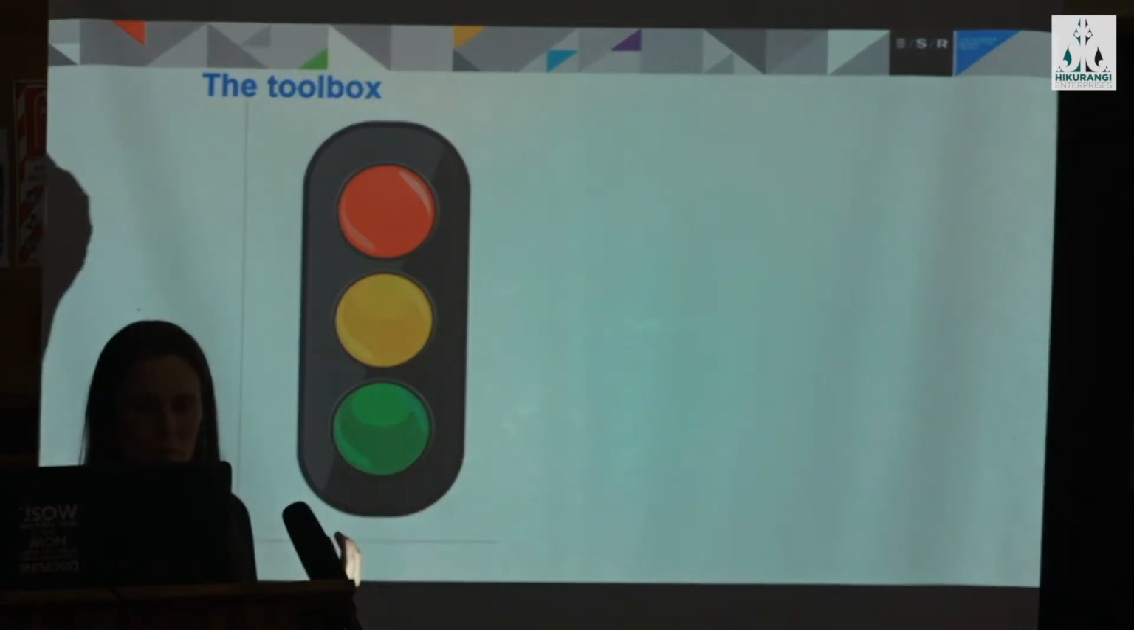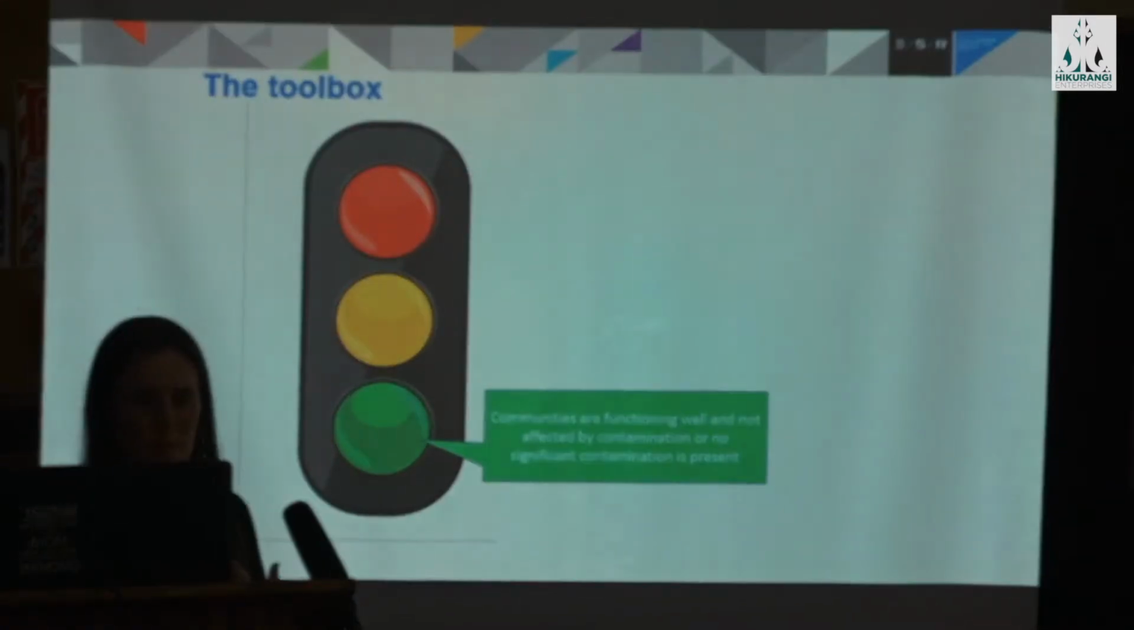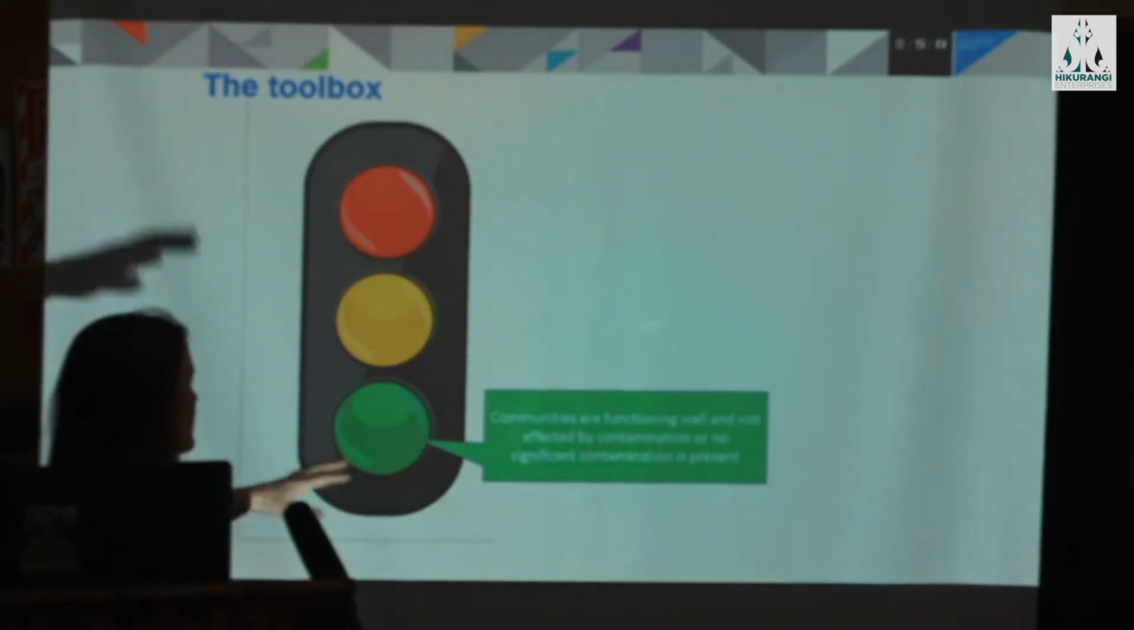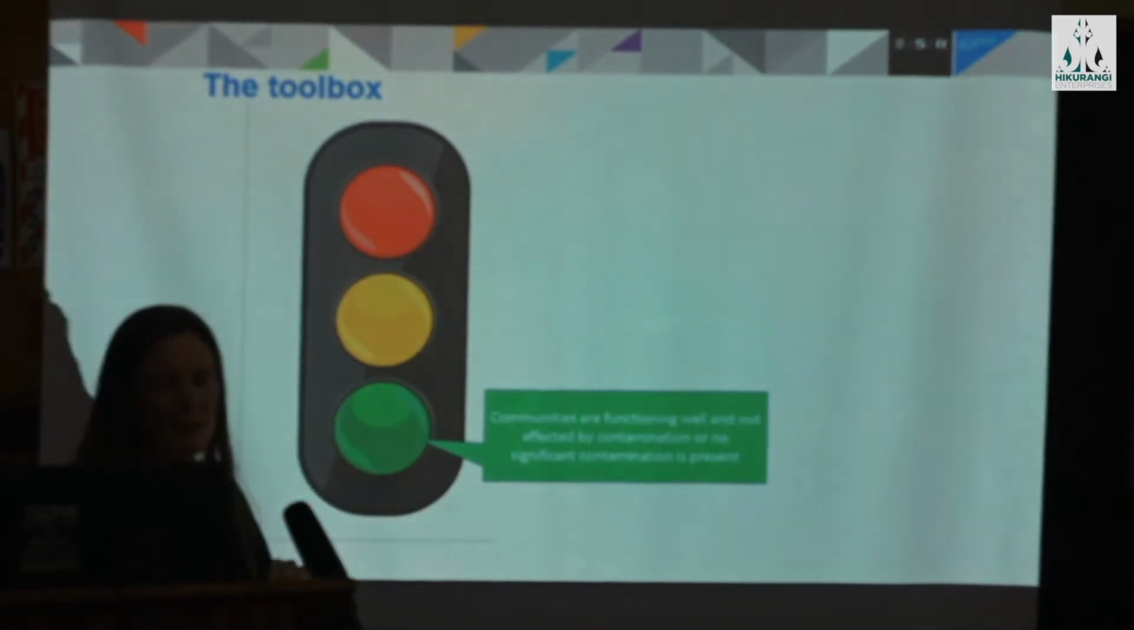From this, for the toolbox, what we're developing is a way to say, okay, so your aquifer, is it green? Is it quite happy? It's doing what it should do. It's removing contaminants, and the communities that we know are present there are quite happy and they're doing the functions that they should be doing. Or are they getting stressed?